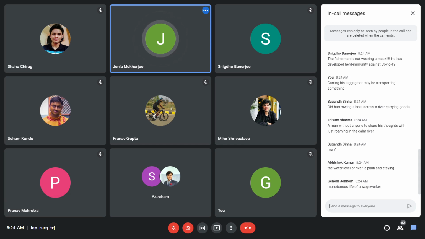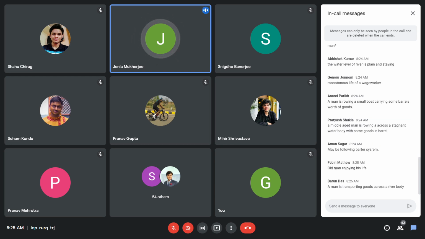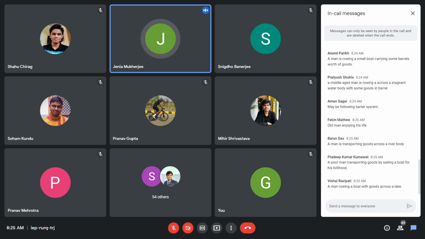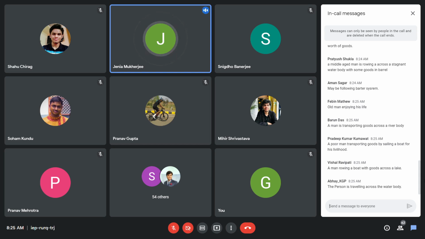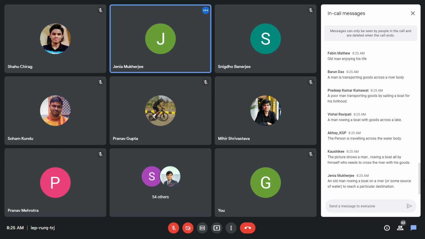All right. If I am asked to write a sentence from the picture, I would also write the same thing. So: an old man rowing a boat on a river or some sort of water, we're not very sure whether lake or river, to reach a particular destination. He has to finally reach somewhere, right?